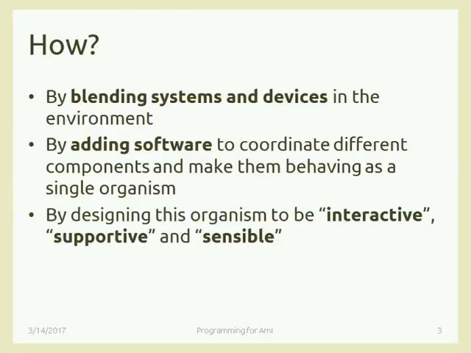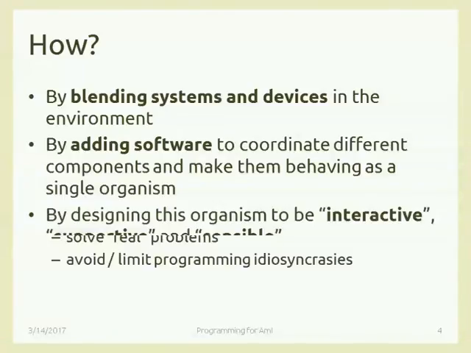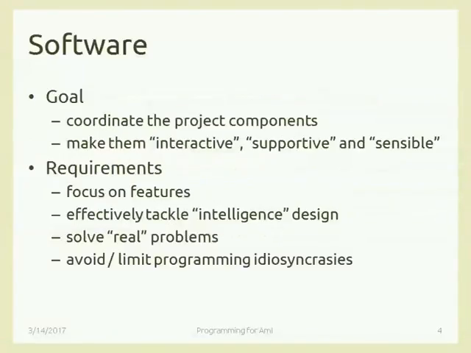In designing this coordination system, we need to pay attention that it should be interactive, supportive, and sensible, like in the definition of ambient intelligence. So the goal of this software is the one that I already said before: coordinate the various project components, be they hardware devices or other more complex systems, and make them interactive, supportive, and sensible. We also add some requirements on this software that impact how we chose Python as the programming language for this course, that is, software and Python should focus on features.